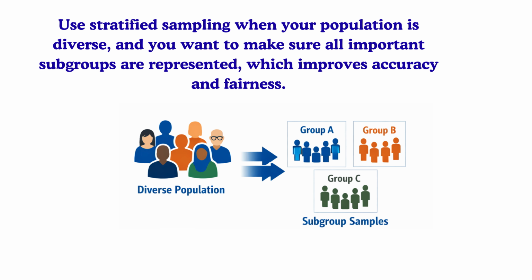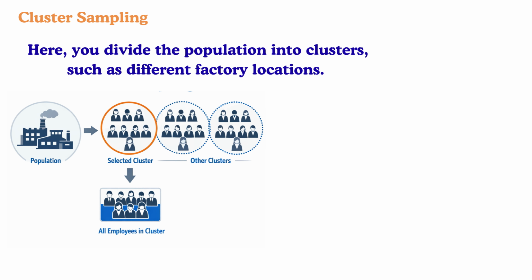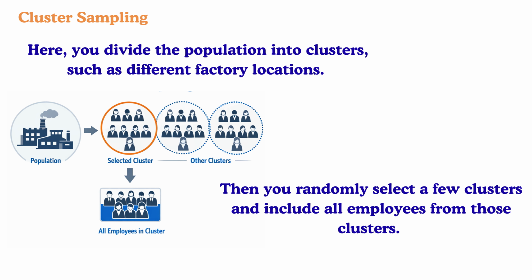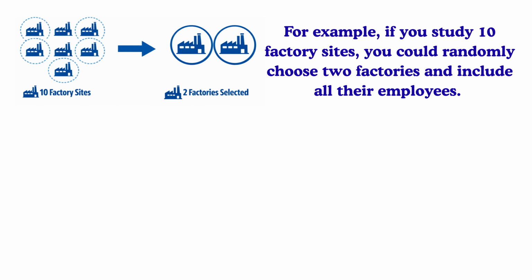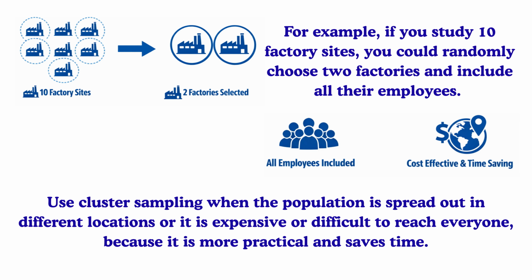Use stratified sampling when your population is diverse, and you want to make sure all important subgroups are represented, which improves accuracy and fairness. Cluster sampling. Here, you divide the population into clusters, such as different factory locations. Then you randomly select a few clusters and include all employees from those clusters. For example, if you study 10 factory sites, you could randomly choose 2 factories and include all their employees. Use cluster sampling when the population is spread out in different locations or it is expensive or difficult to reach everyone, because it is more practical and saves time.